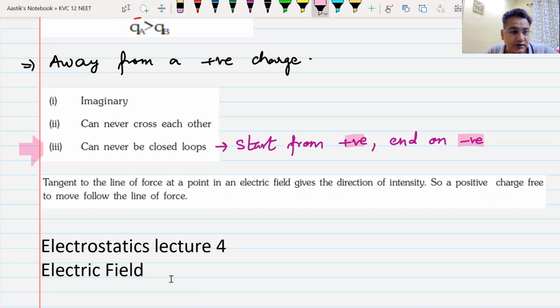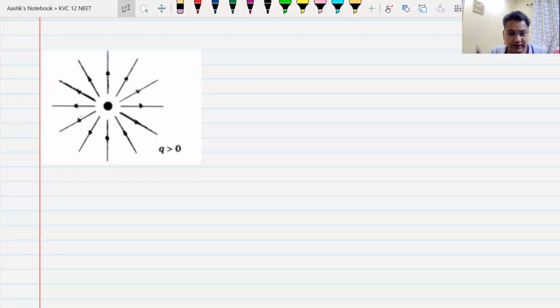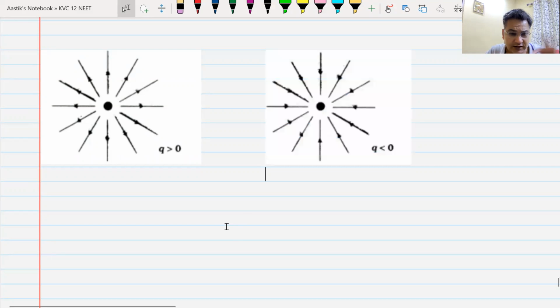If I just show you some snapshots of electric field lines drawn. This is the electric field due to a positive charge. As you can see, electric field lines are all going away. If you see the snapshot of the electric field of a negative charge, they are all coming towards the negative charge. Yes or no?